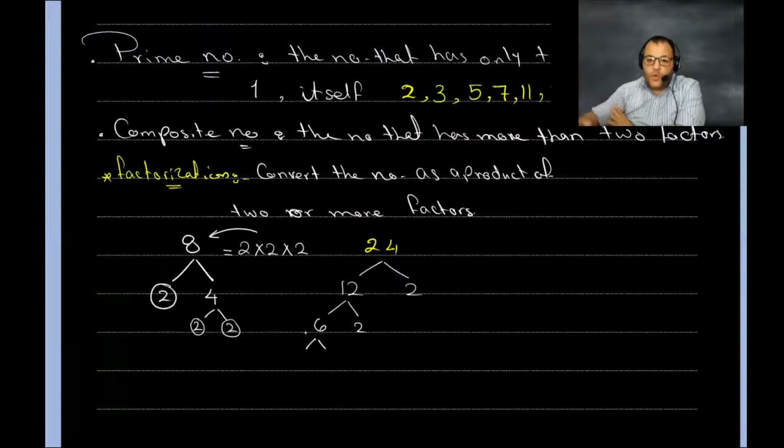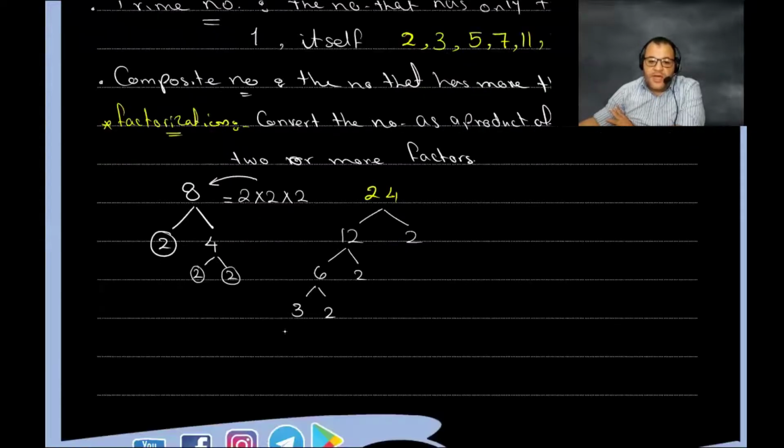Go with each number until you find 2. 3 by 2. Now, can you find any two numbers? If you multiply them, the answer is 3. No. So it means 3 is a prime number. That is the end of the tree, the last part of the tree.